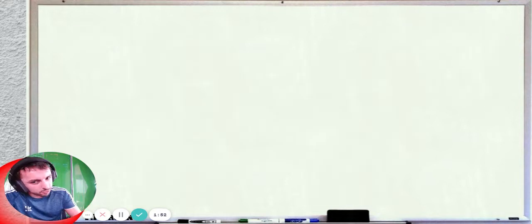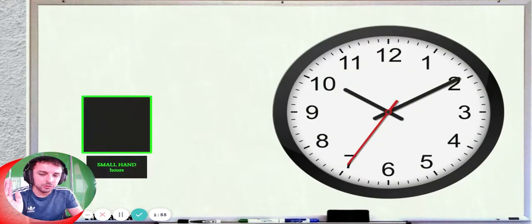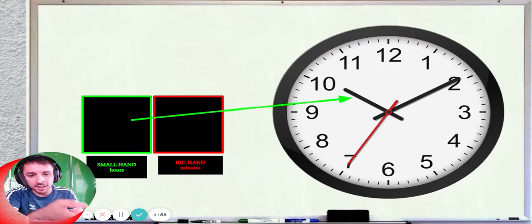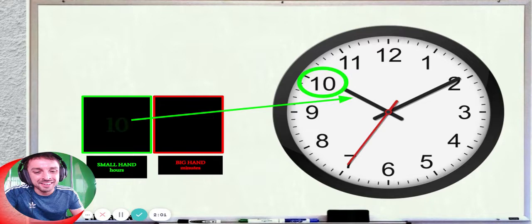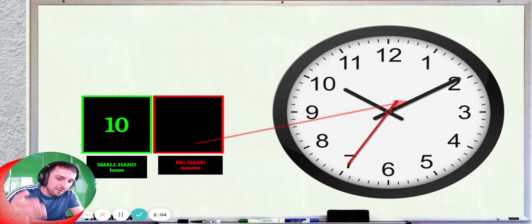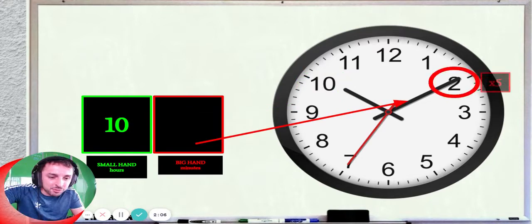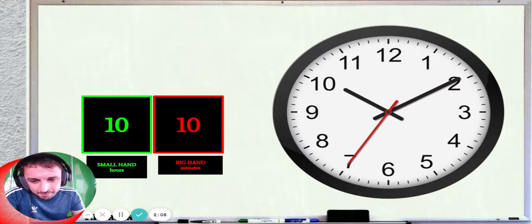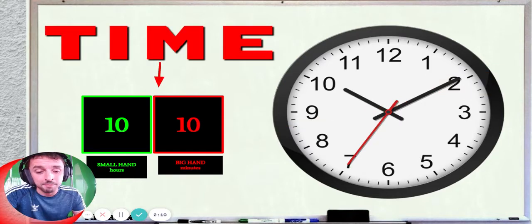Let's go over our clock. Same clock. Small hand, big hand. Small hand is pointing at 10, so the hour is 10. Big hand is pointing at 2. 2 times 5 is 10. The time is 10:10. Okay, and that is what we call time.